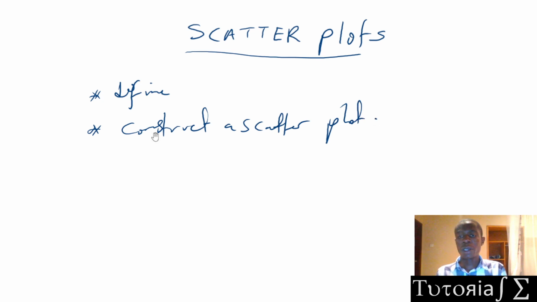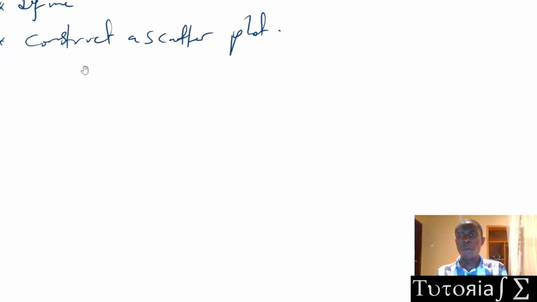Okay, you should know how to construct a scatter plot. Now, for us to construct a scatter plot, we'll need some data. This data should aim at finding the relationship between the variables. So basically we're going to need data in hopes to define the relationship between that data.